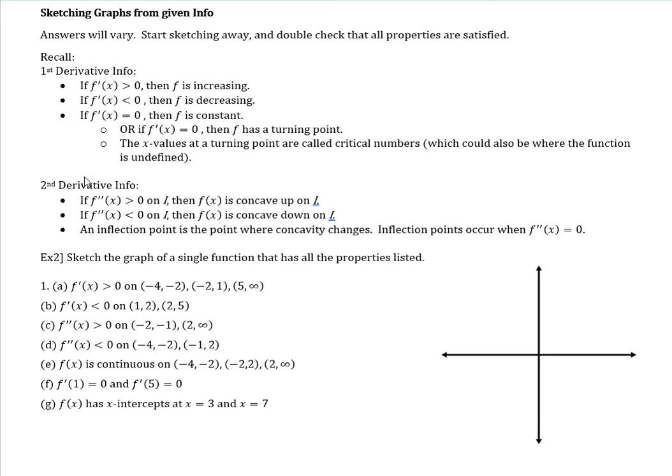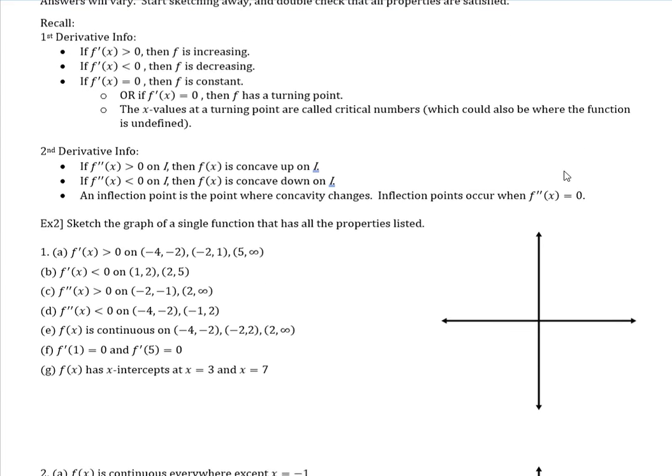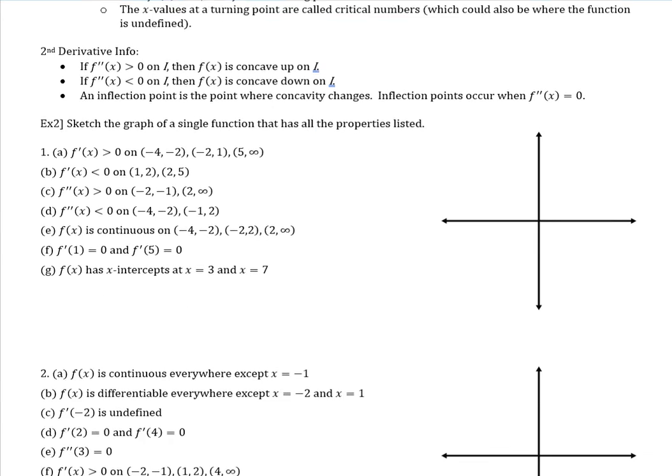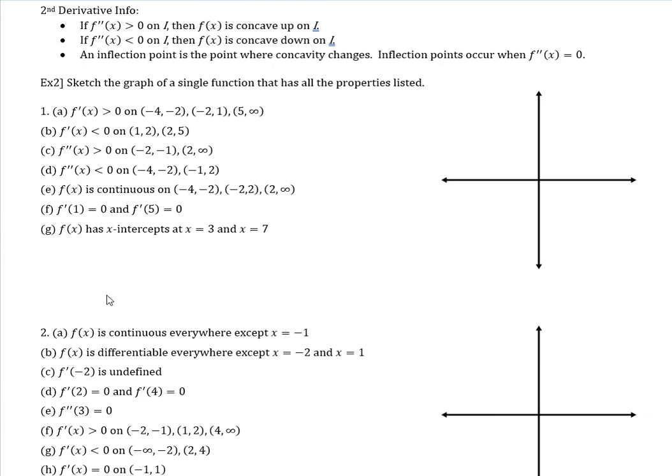The main thing is remembering all of the first derivative info and all the second derivative info. We have our number lines that can also help us along the way. So let's see how this problem goes. In this example, it says sketch the graph of a single function that has all the properties listed. It's got a lot of these properties, and you can start wherever. It doesn't have to be top to bottom.